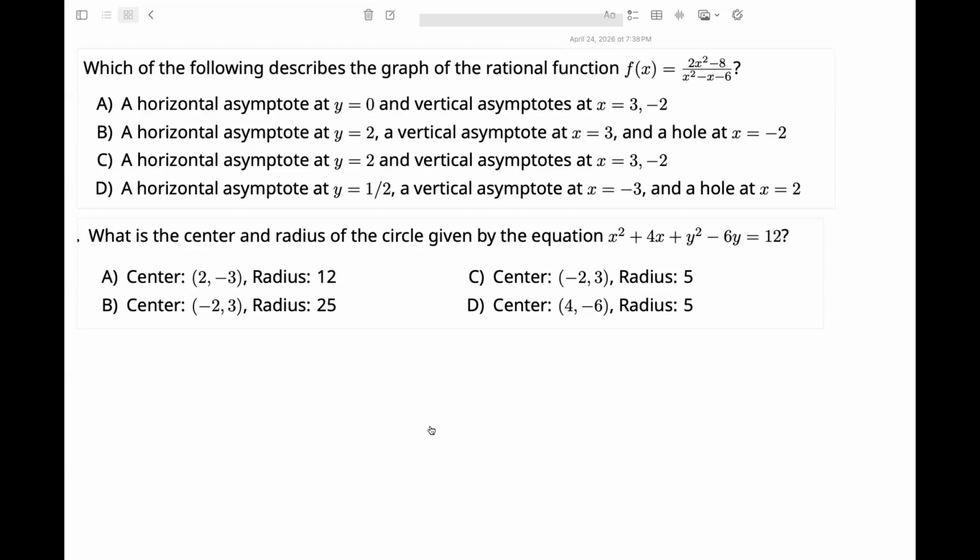I want to have easier questions. This is so hard, guys. Did you get it? The answer for that one was what?